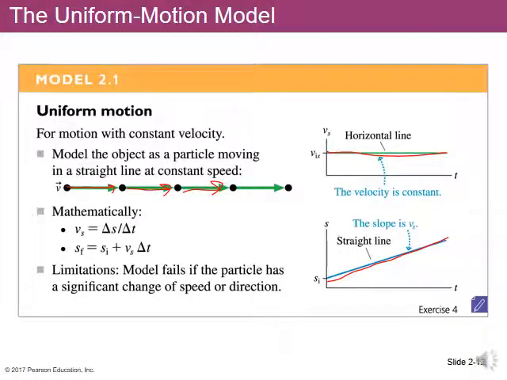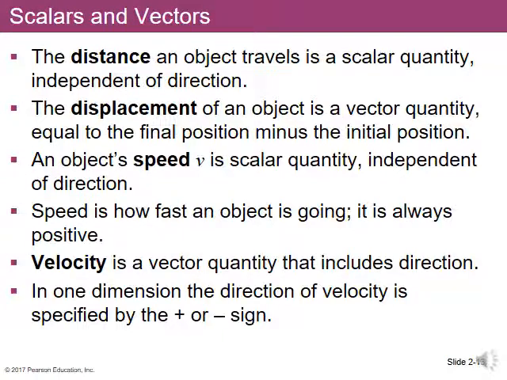Mathematically, the two equations that we have developed so far: our definition of velocity says that velocity is change in position over change in time. We can rearrange this and put it in slope-intercept form to show that final position equals initial position plus velocity times time. And we always want to think about, when we develop a model like this, when can we use this model and when can we not use the model? This model is only appropriate to use if you have uniform motion. So it will fail if the particle has a significant change in its speed or direction. There are other models that we can use to deal with those situations, but we haven't learned them yet.